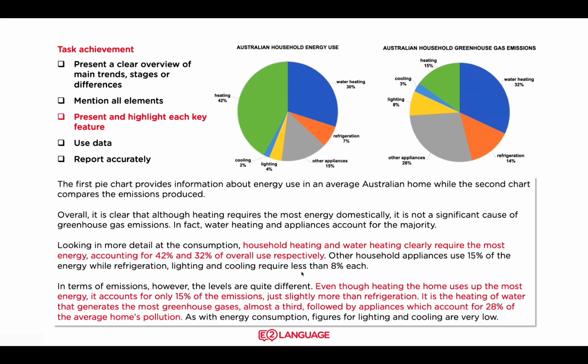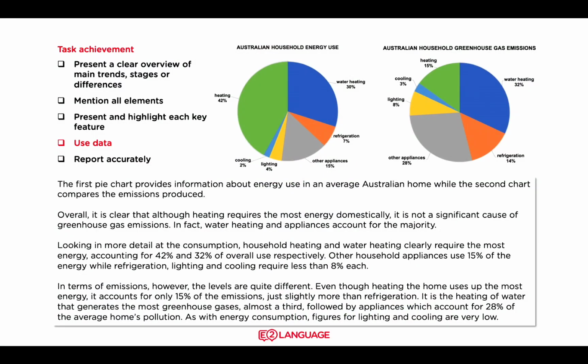Onto the next graph. Here's a little contrast between the two graphs. Even though heating the home uses up the most energy, I'm talking about pie chart 1 here, it accounts for only 15% of the emissions. Now I'm over on this graph. Just slightly more than refrigeration, which is here. It is the heating of water that generates the most greenhouse gases, the blue part. Almost a third, followed by appliances, grey, which account for 28% of the average home's pollution. And then I've said the other ones all have very low figures. So those are the key features.